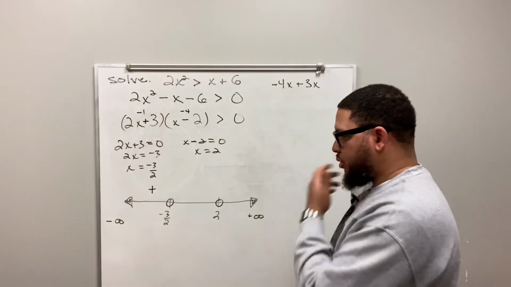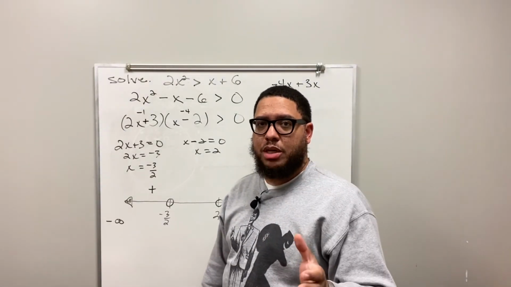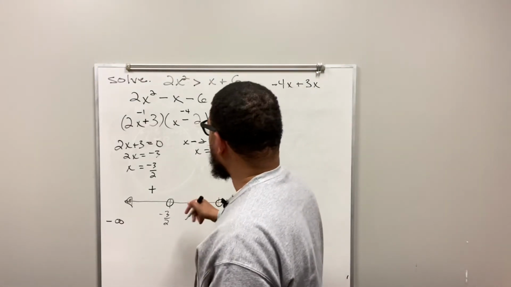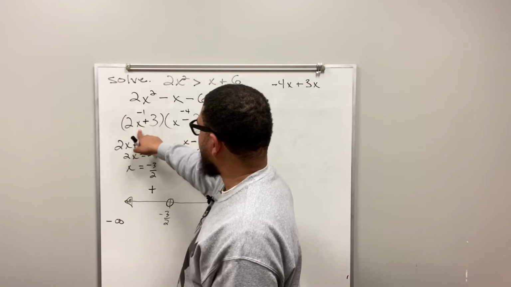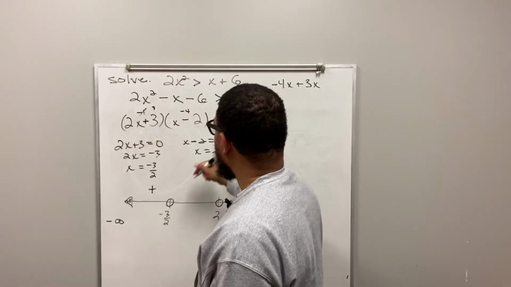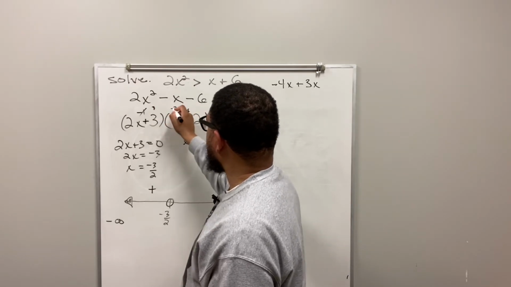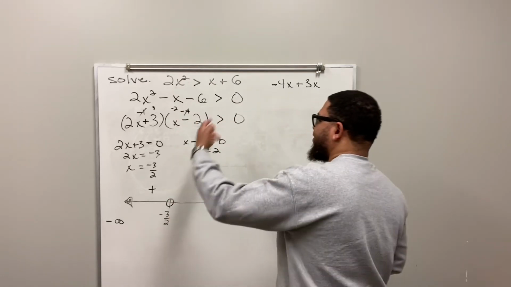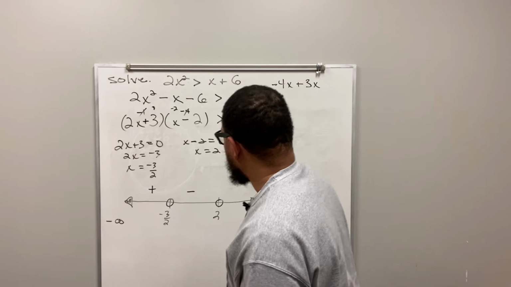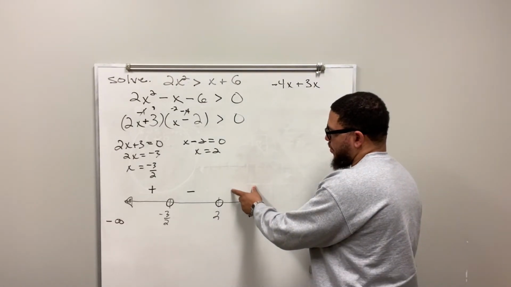And I'm looking for a number between negative 3 halves and positive 2. So the easiest number for me to use would be 0. And 0 is in between these, right? So I'm going to use 0. So 2 times 0 is 0. 0 plus 3 is 3. Cross that out, we already used that. And then 0 minus 2 is negative 2. So I got 3 times negative 2, which is negative 6. Negative 6 is not greater than 0.